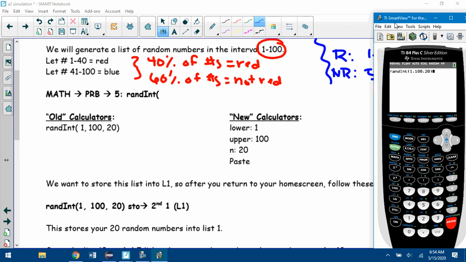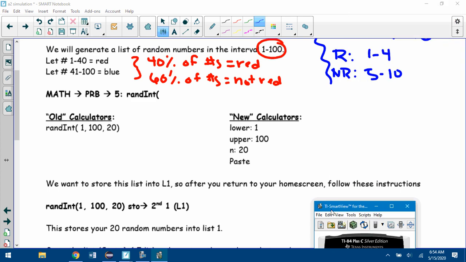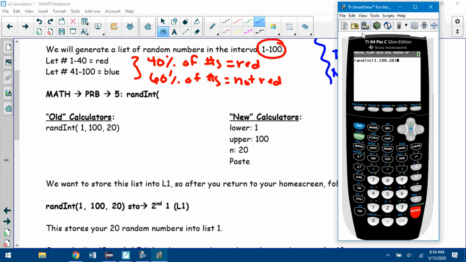Now, another thing I want to do, it says we want to store this list into L1. So if I store this into L1, then I can scroll through my numbers and see them easier. So I'm going to go to Store, STO, second one, L1, hit enter. So there, it generated these random numbers, 2, 93, 84, 26. And now if I go to Stat, Edit, 2, 93, 84, 26, we have those same numbers in there. It's just a little bit easier to scroll through and see them all.